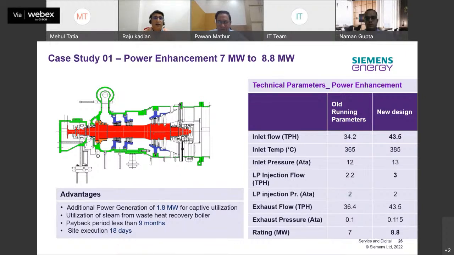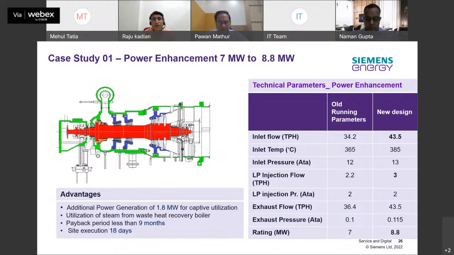This is one case study where we have enhanced the power from 7 megawatt to 8.8 megawatt. We supplied this machine to the customer. After running for 2 months, he realized that he has extra steam available, and also a higher inlet steam parameter. Then he approached us.